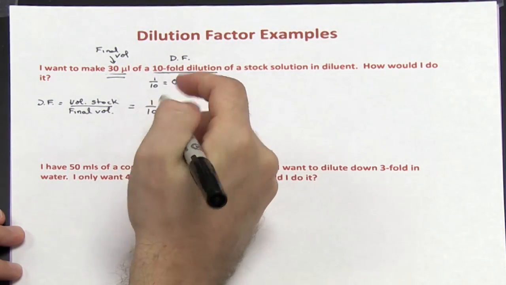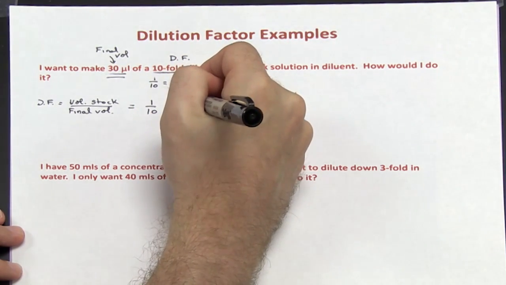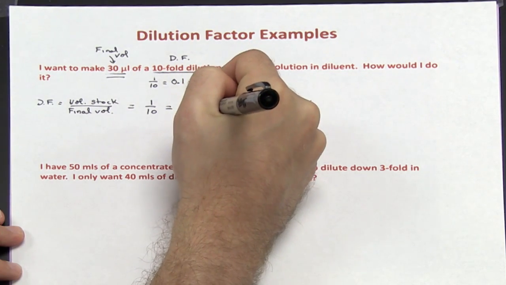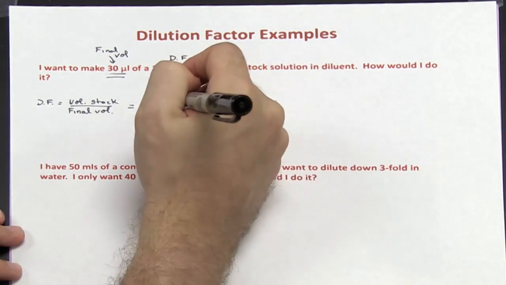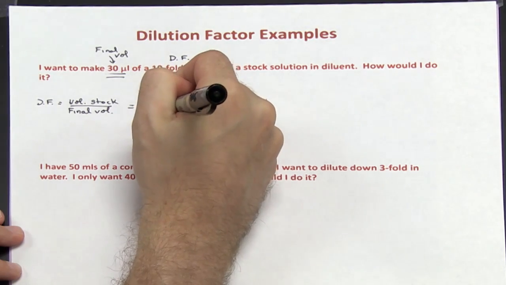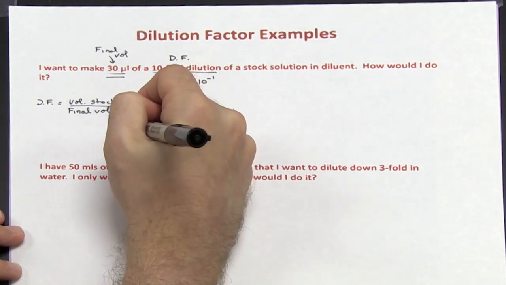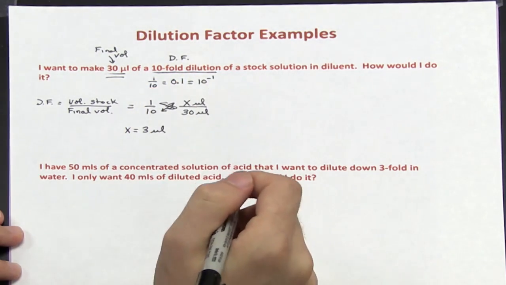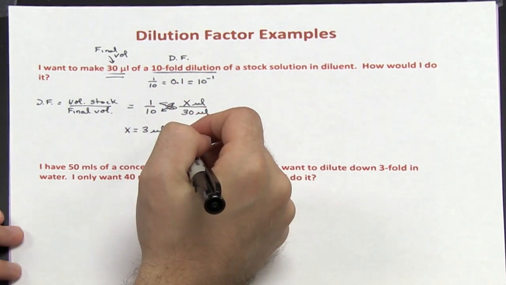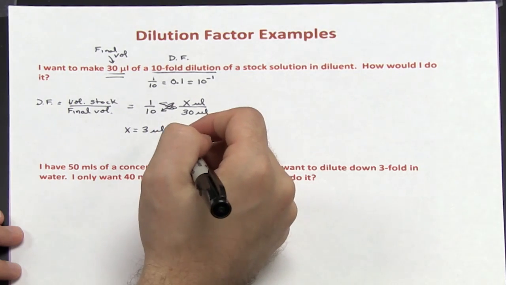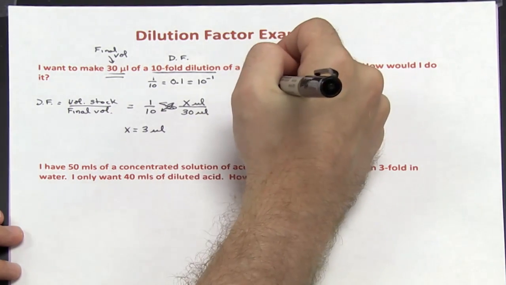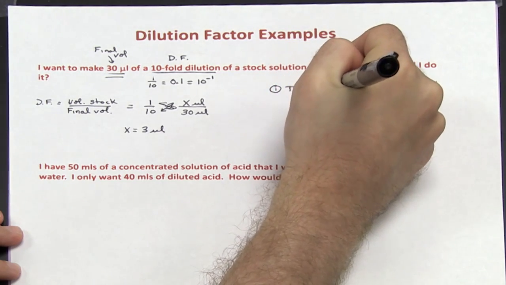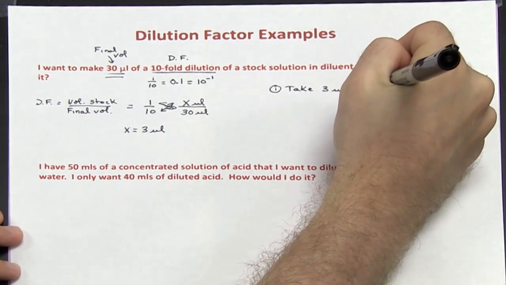So I can take this 1 to 10 and set it equal to X microliters of stock divided by 30 microliters. And if I cross multiply and solve for x, I will get that x equals 3 microliters. So in order for me to prepare this dilution of the stock, the first thing I need to do is take 3 microliters of stock solution.